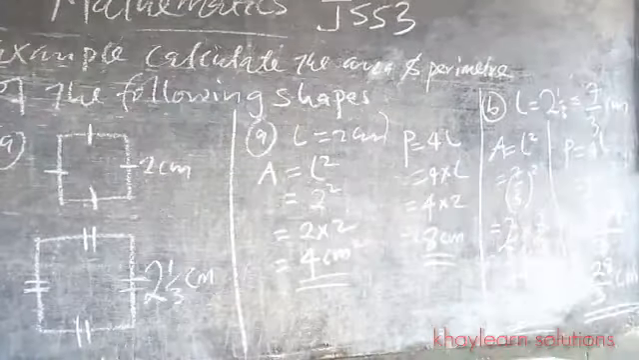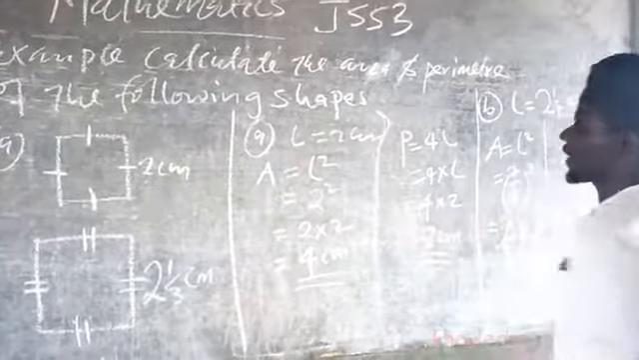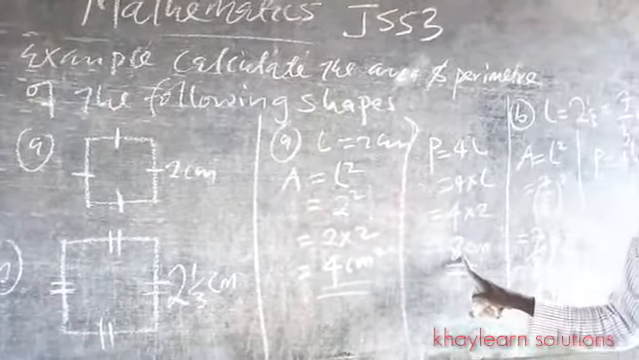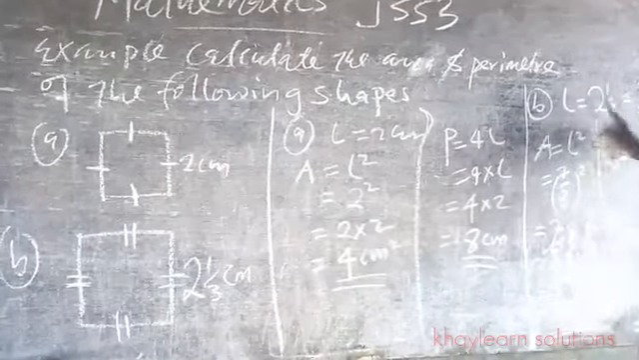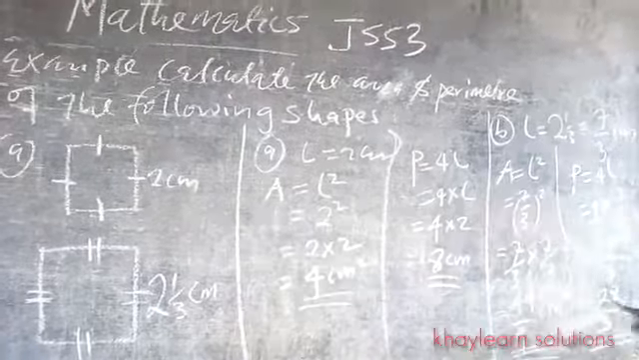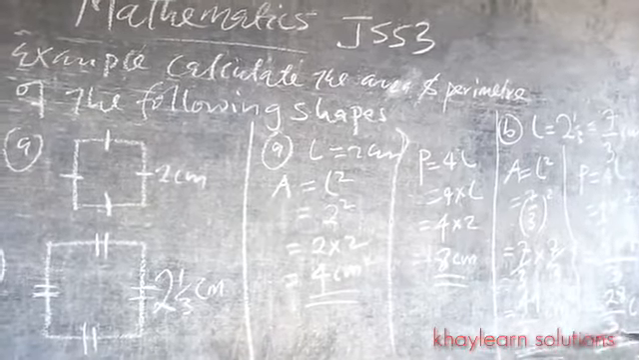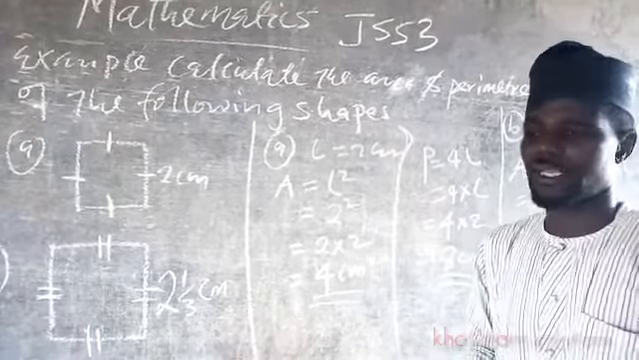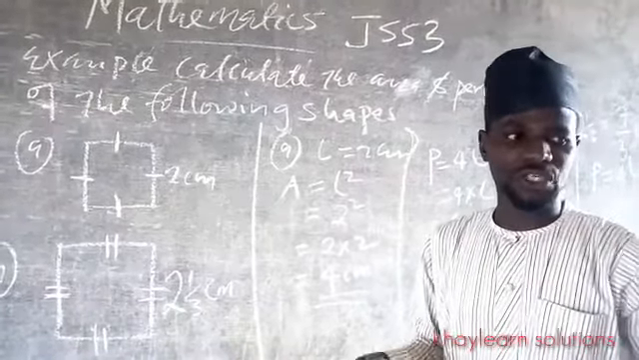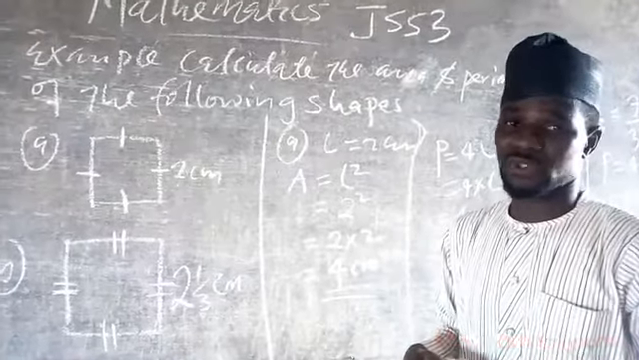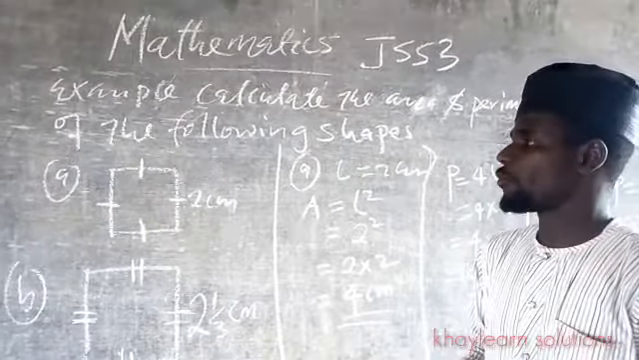The first shape has area 4 centimeters squared, and the perimeter is 8 centimeters. The second shape has area 49 over 9 centimeters squared, and the perimeter is just 28 over 3 centimeters. So this is the first example. If you have any question, you are free to ask. Please don't let it go. Whenever you have a confusion or a problem, please try as much as possible to ask questions so that we can explain more and more.